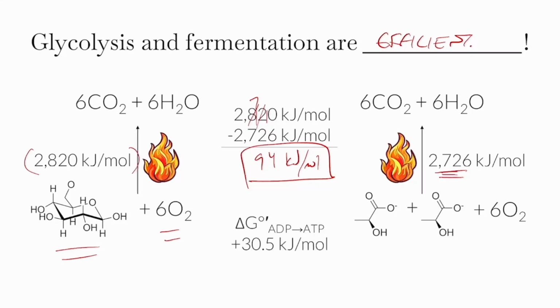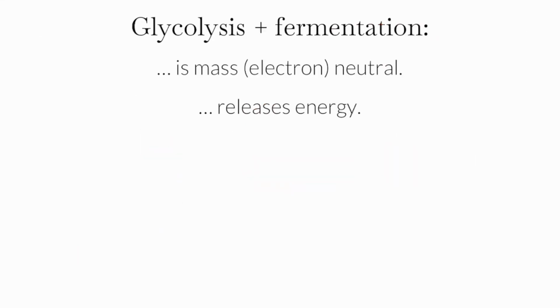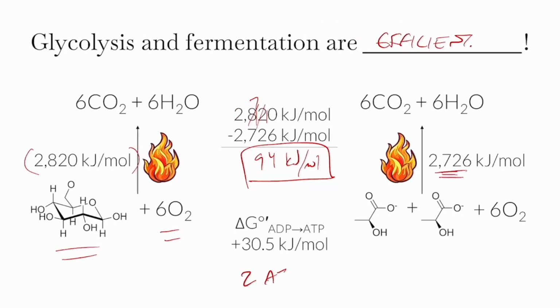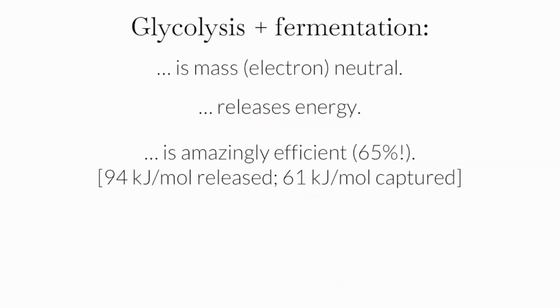And ATP is about 30.5 kilojoules per mole to make, and we got out 2 ATPs out of this reaction, which means we captured 30.5 times 2, so 61 kilojoules per mole of energy. That's what we captured. But we only burned 94 kilojoules per mole. So this thing is like 66% efficient. Actually, I think I have the real number here, 65%.